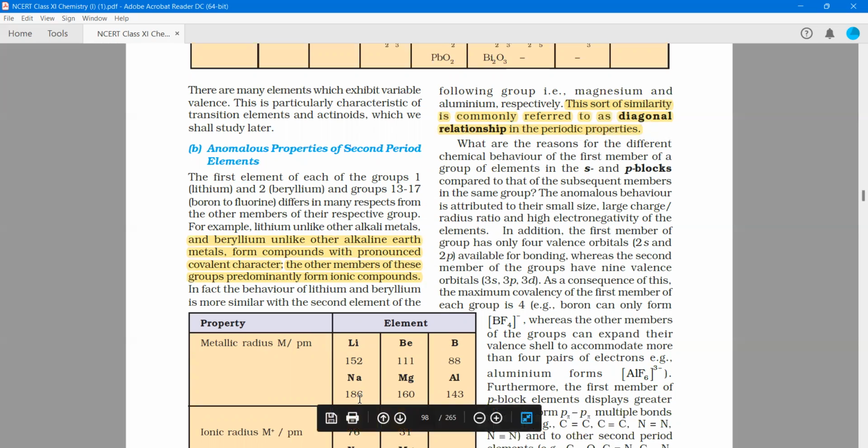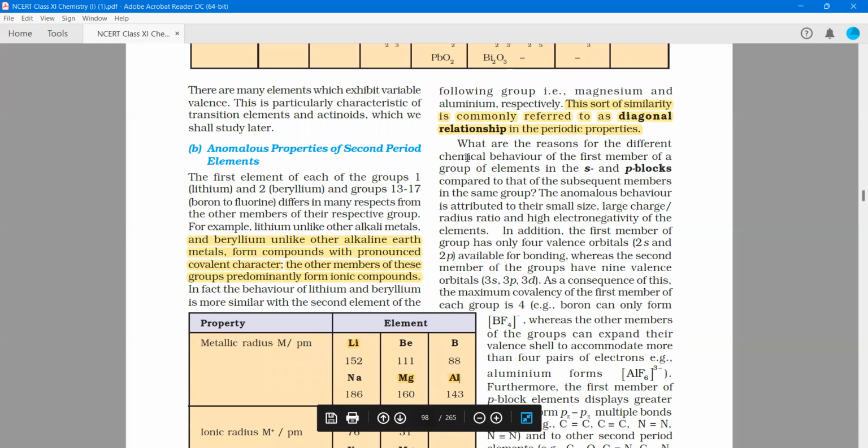So when we are going down the group, from lithium to sodium, the ionic character is increasing. From beryllium to magnesium, again the ionic character is increasing. But magnesium is less ionic than sodium is, right? We have already discussed all of this. But lithium and beryllium have pronounced covalent character, okay? And it is seen that lithium doesn't show similarity to sodium, instead it shows similarity to magnesium. And similarly, beryllium doesn't show similarity to magnesium, but shows similarity to aluminum.